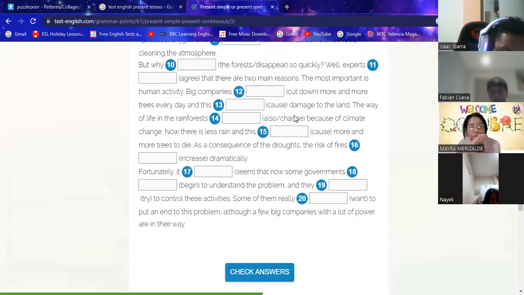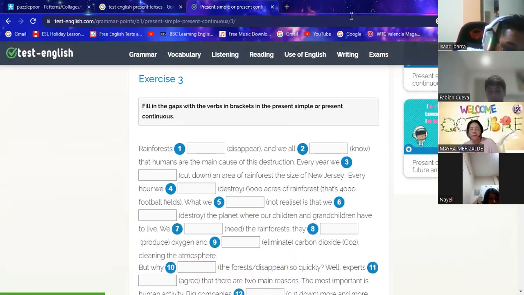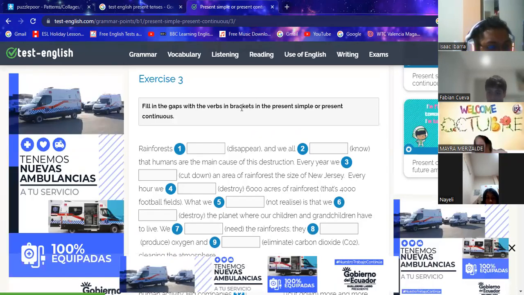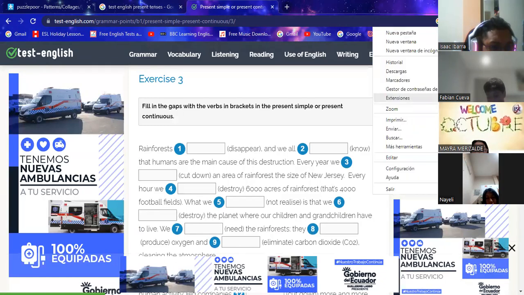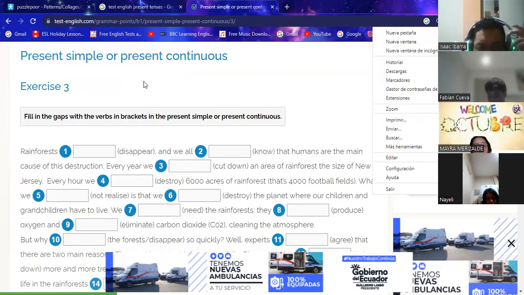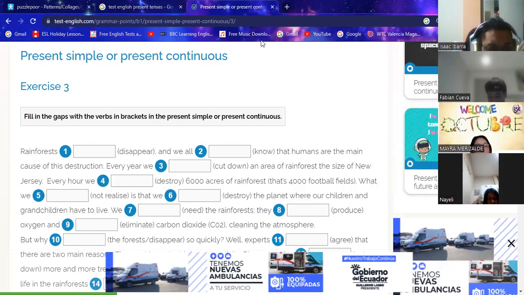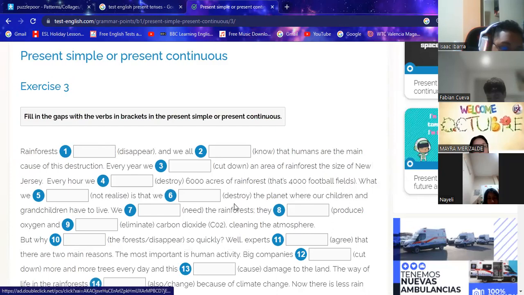Okay. Present simple or present progressive? Let me put it larger so you can see it better. I think you can see it now better. Okay. The only thing I don't like for this page is that it has a lot of advertising.